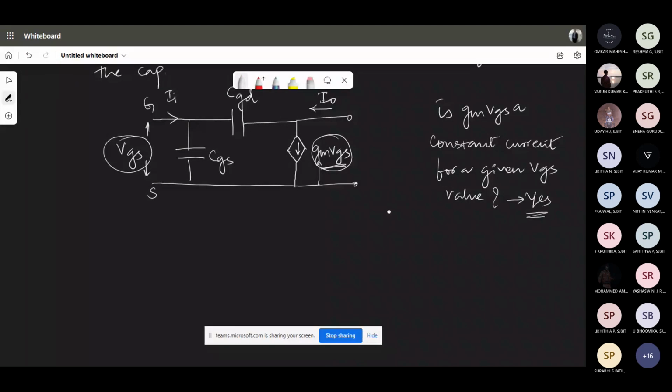Now what we'll do, without changing the voltage that we have applied, we'll try to increase the frequency value. Can somebody tell me what is really going to happen now? As and when the frequency increases, what should happen?